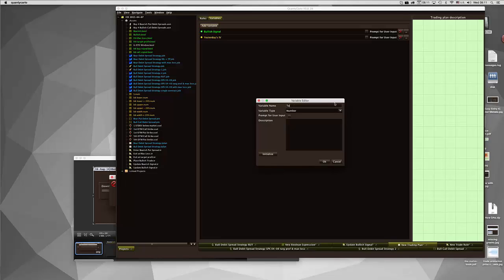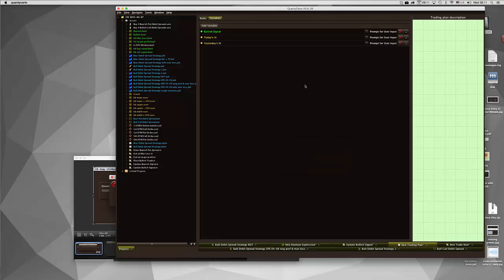So then I would say today's IV. And each day I would put a rule that assigns a variable a value. I would take the previous value of today's IV and move it over to yesterday's IV, then populate today's IV, and then do my calculation. Which is kind of a little bit of work. Okay, I admit it's not a very user-friendly way of doing it. It should be much easier.